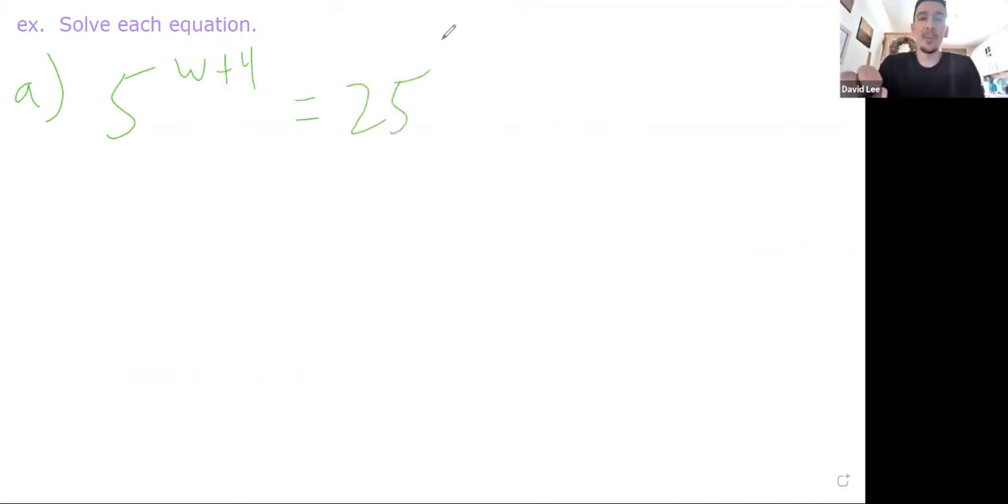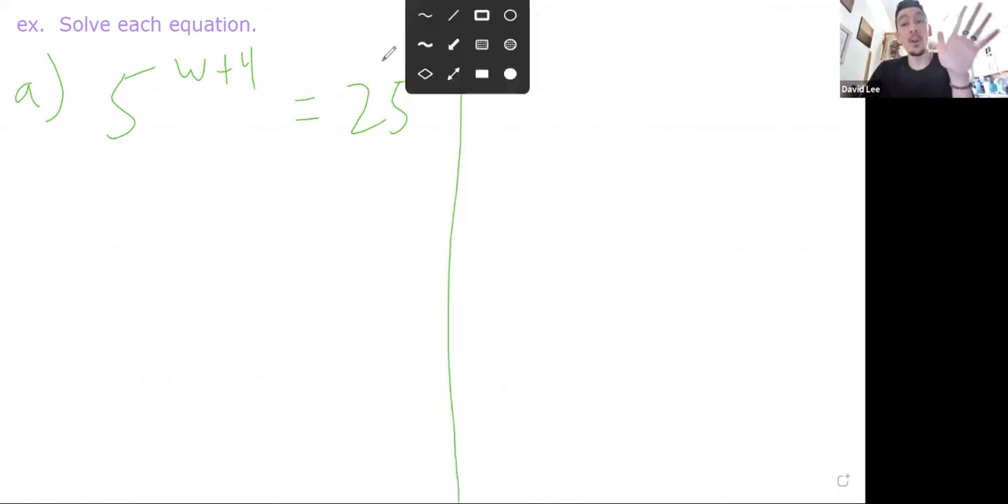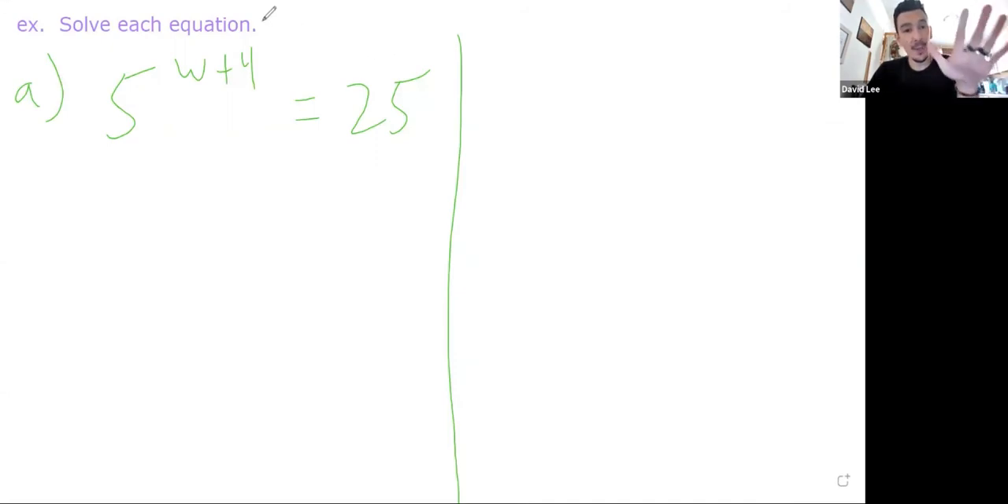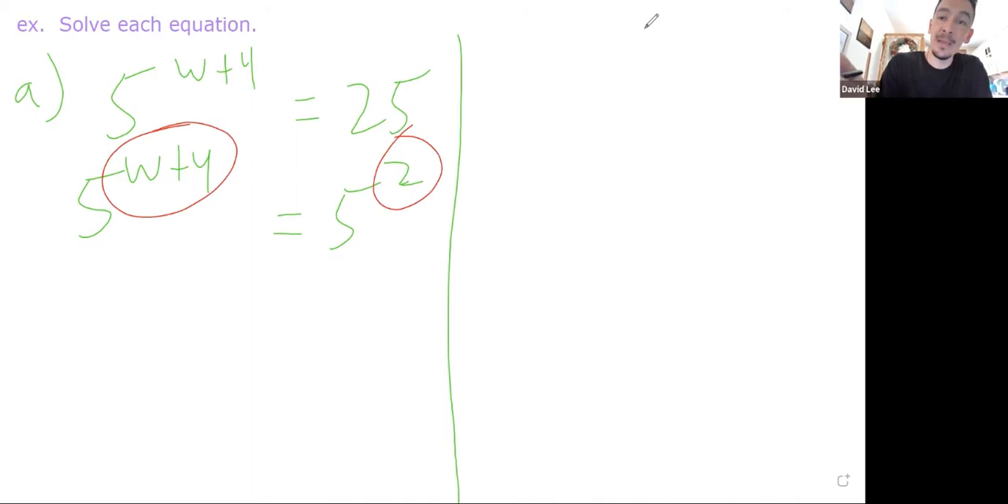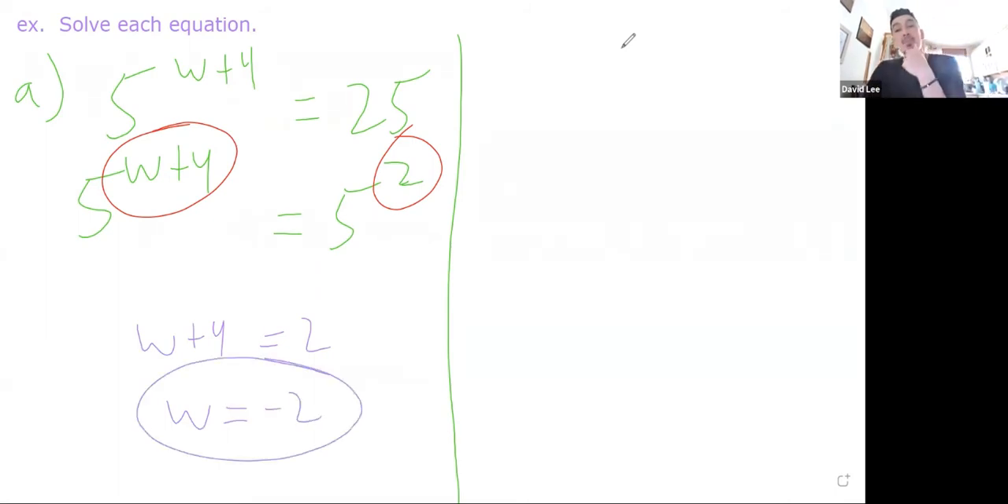So notice that for this equation, I think I can do it without logarithms, which is why I chose this equation to start with. So this is 5 to the W plus 4. On the right-hand side, it says 25, but instead of 25, I'm going to write 5 to the power of 2, because now I have a 5 and a 5 and they match. And because the bases match, that exponent has to equal the other exponent. And so if I subtract 4, you see I'm done. W is -2. I was able to do this equation without logs.